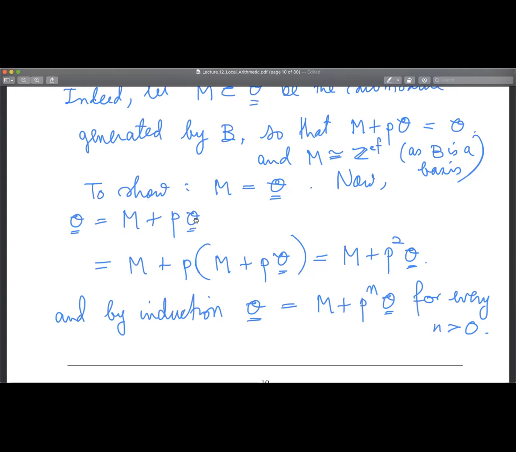Now let's substitute for this O, this whole identity for O. So this becomes M plus p times M plus pO. And I can rewrite that as M plus p squared O. Right? I mean, you would say that I should write it with pM as well, but pM is contained in M. So M plus pM is actually equal to M. So I'm just writing it as M plus p squared O. So if I continue like this, I'll get O equal to M plus p^n O for every n.